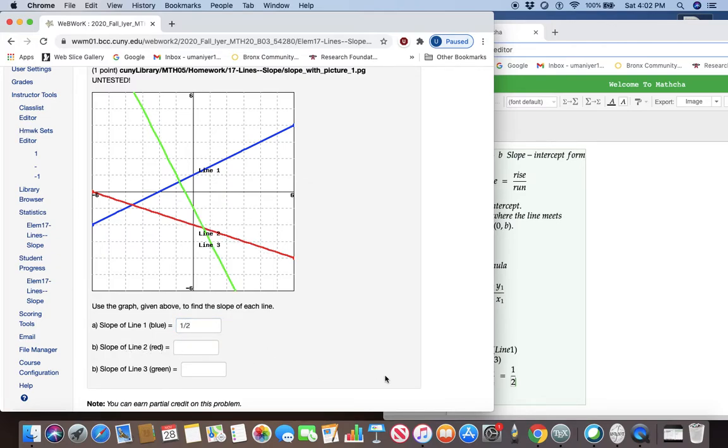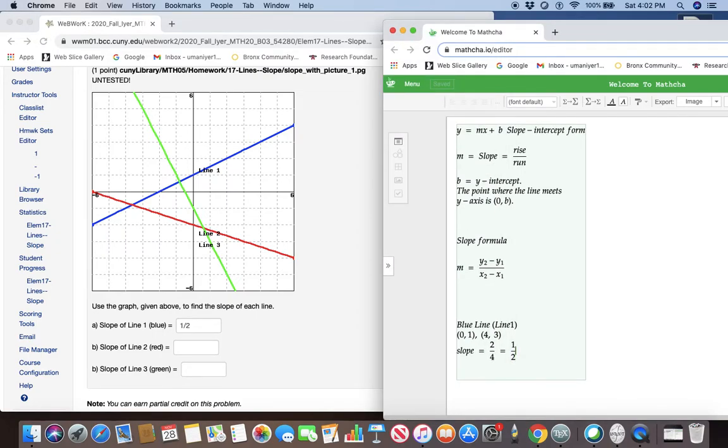Slope of line 2, that is red, right? Red line, that's line 2. So let's see. Looks like it's over there. That's on the x-axis, 1, 2, 3, 4, 5, 6. So that's a negative 6 x coordinate. And the y coordinate of this point is negative 2. So the points are negative 6, 0, that's this point, and this point here is 0, negative 2.